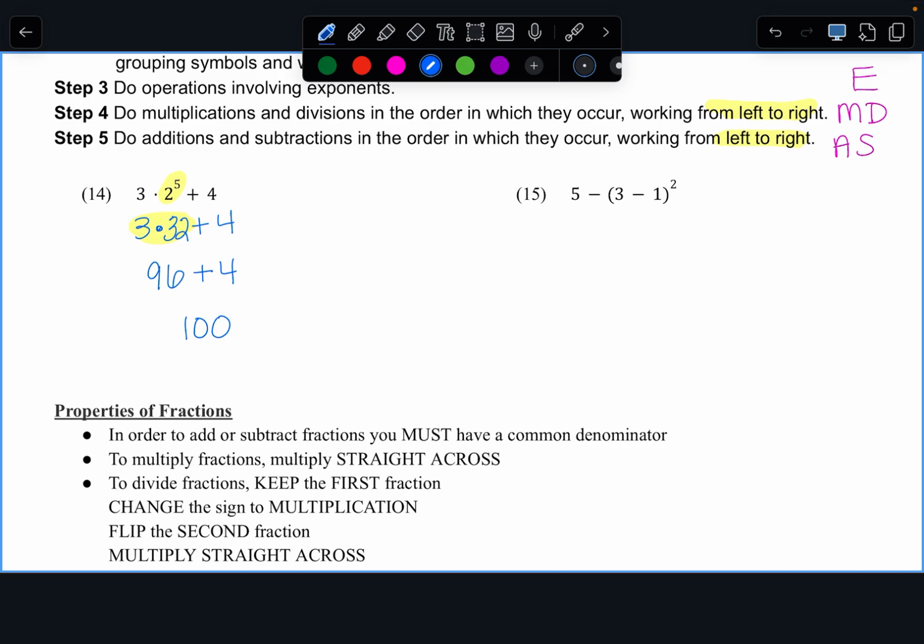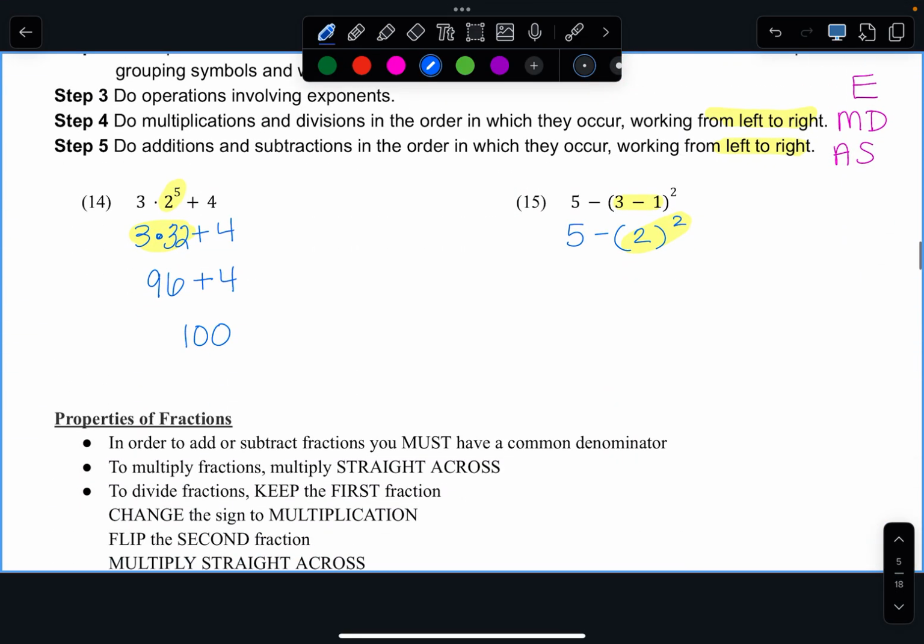Okay. Number 15, what do we do first? Parentheses. We're going to work inside there first. So copying down 5 minus stuff in parentheses to the second. What is 3 minus 1? Good. Now what? Exponent. This means 2 times 2 because it's multiplying it by itself. So we have 5 minus 4. And what is 5 minus 4? 1. Ta-da. Oh, man. Making sense? Little by little.